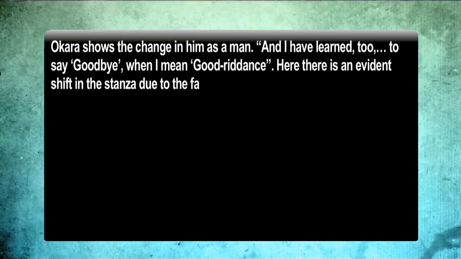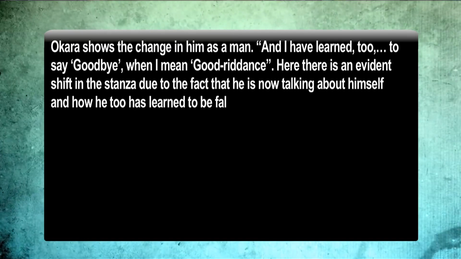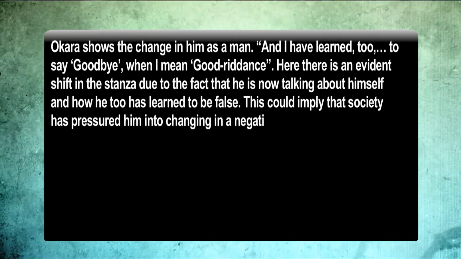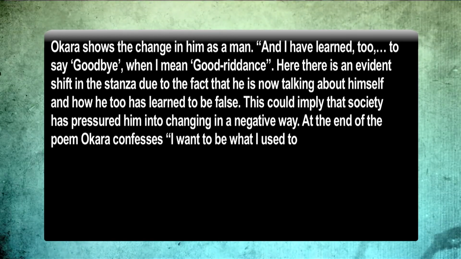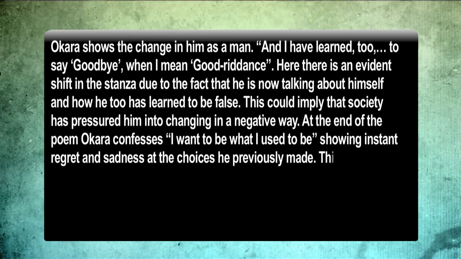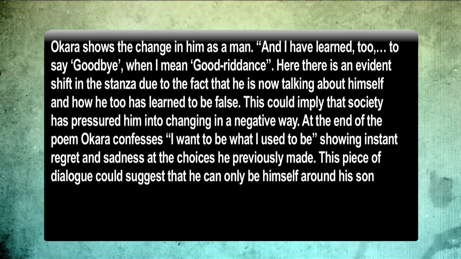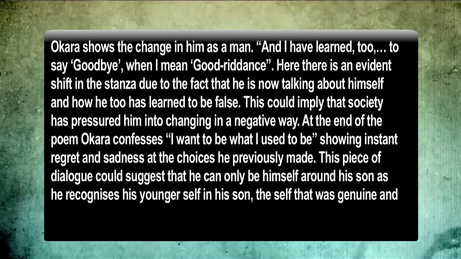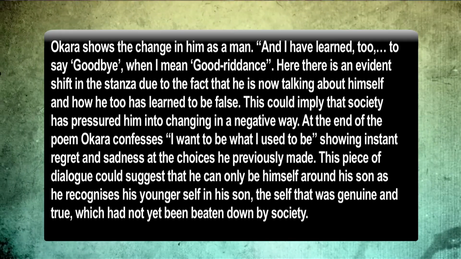Here, there is an evident shift in the stanza due to the fact that he is now talking about himself, and now he too has learned to be false. This could imply that the society has been pressuring him into changing in a negative way. At the end of the poem, Okara confesses, "I want to be what I used to be," showing instant regret and sadness at the choices he previously made. This piece of dialogue could suggest that he can only be himself around his son, as he recognizes his younger self in his son, the self that was genuine and true, which had not yet been beaten down by society.